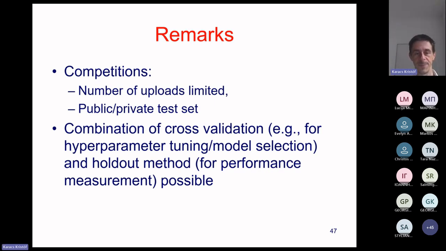And you can also combine different types of methods, like cross-validation, for example, for tuning high-level parameters of the model, which we call hyperparameter tuning, and the holdout method for the classic training performance measurement.